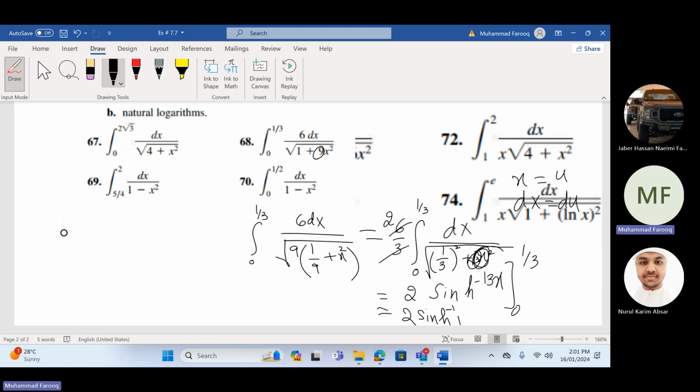You can use substitution in all the questions. There's no harm. By the way, substitution is the best technique. But sometimes here, because the things are very easy, we can avoid substitution, please. Otherwise, substitution is the best technique, please.